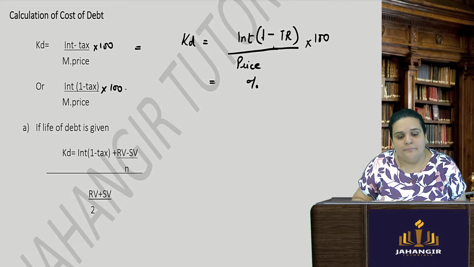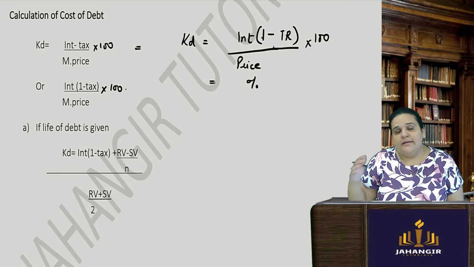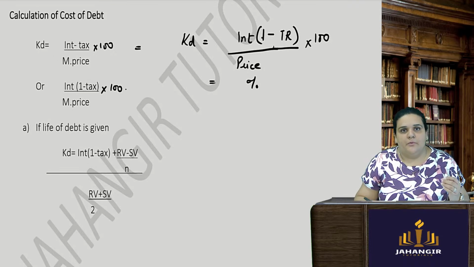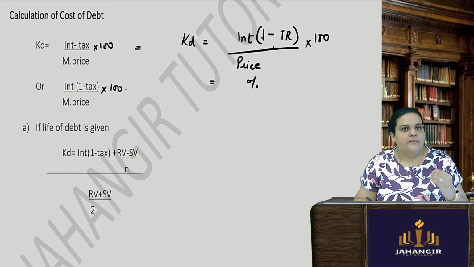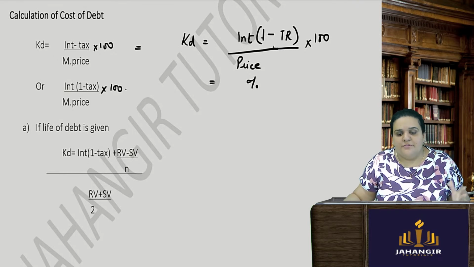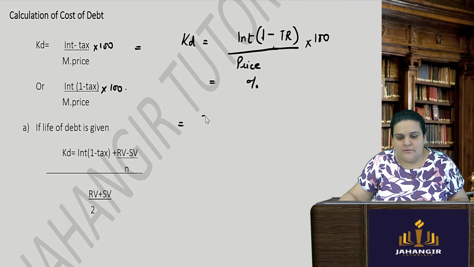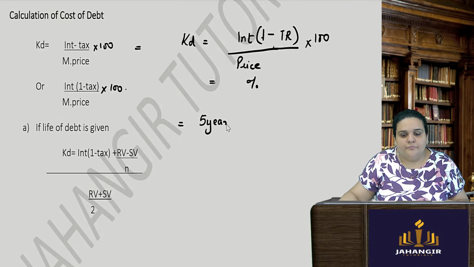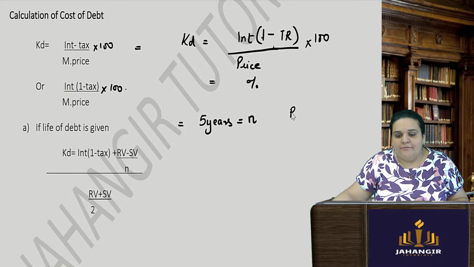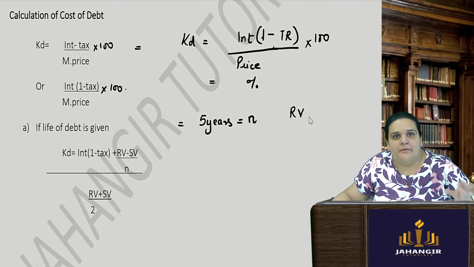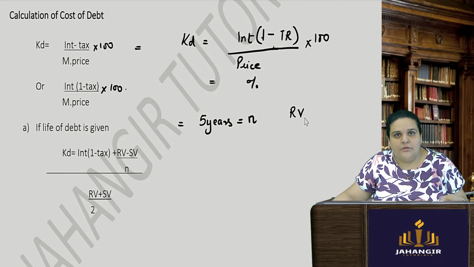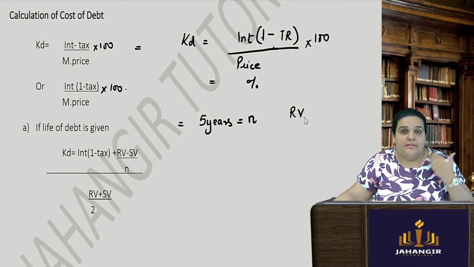There is one more formula wherein the life of the debt is given. We all know debentures are redeemable. It might have a life of 5 years, 10 years, etc. So suppose the life is 5 years, which means N is 5 years. If I am telling you they have to be redeemed, so there is a redemption value. Redemption can be at par, it can be at a premium, or it can be at discount also, at the time of redemption.